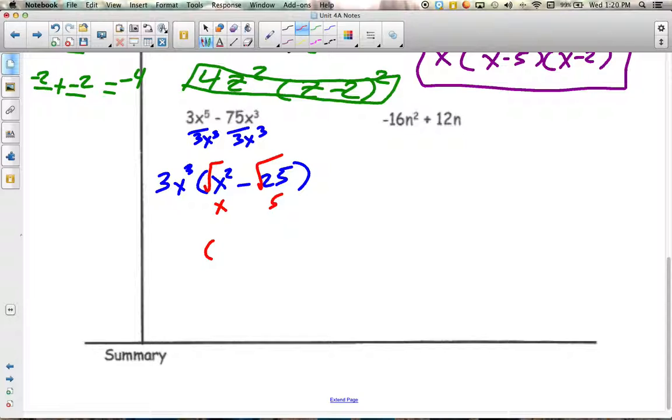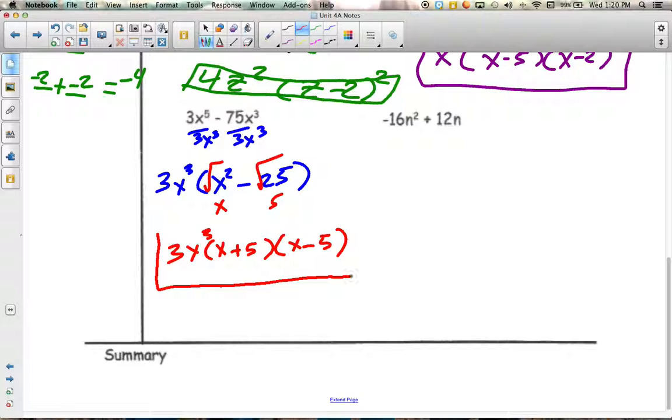So remember that if something is a difference of squares, it will factor to plus for one factor and minus for the other. So I'm going to put an x first, and then my 5, the other x, and then the 5. And don't forget to take your greatest common factor from the first step and bring it down as well. So we'll end up with 3x cubed times x plus 5 times x minus 5. And if you look at these factors, they can't be simplified anymore. So that is our final answer.